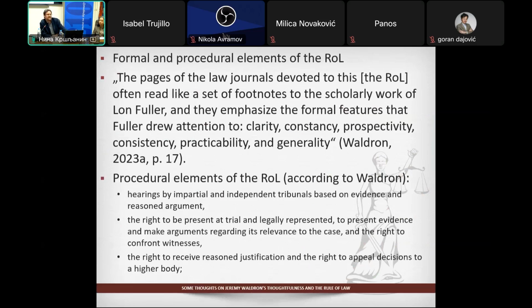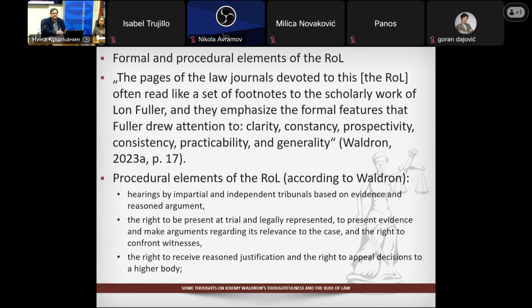As Waldron pointed out, the theories of the rule of law are mostly lists. Authors offer lists of the rule of law requirements, and his list is mostly formal and procedural. In perhaps too strong a remark, Waldron wrote that the pages of the law journals devoted to the rule of law issue often read like a set of footnotes to the scholarly work of Lon Fuller, and they emphasize the formal features that Fuller drew attention to, such as clarity, constancy, prospectivity, consistency, practicability, and generality.